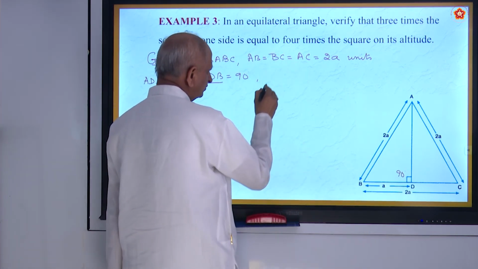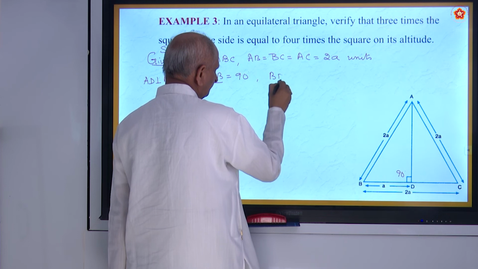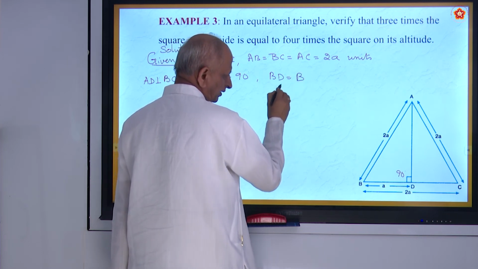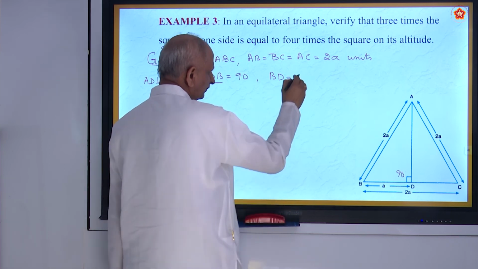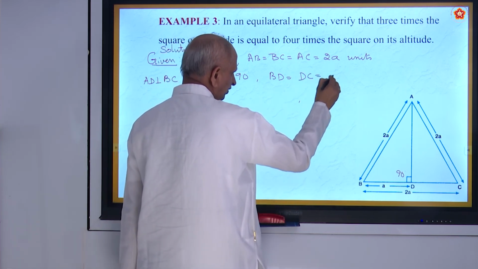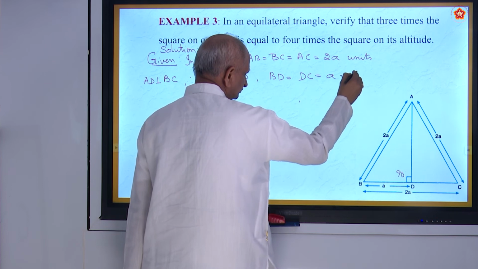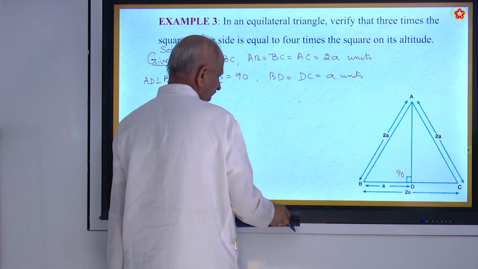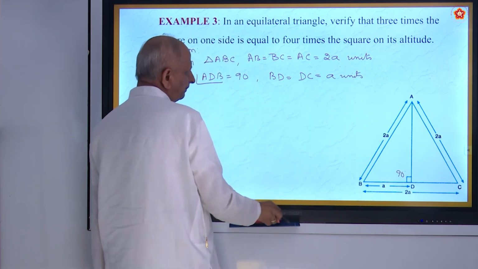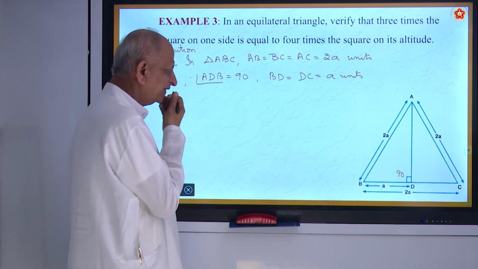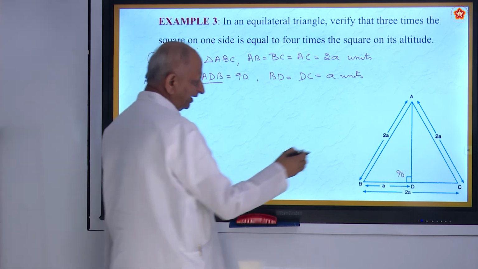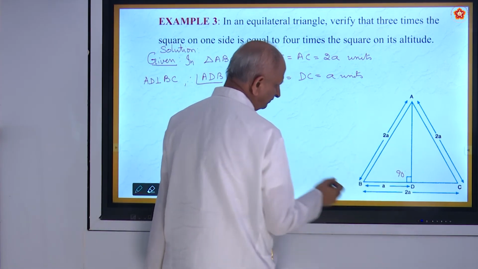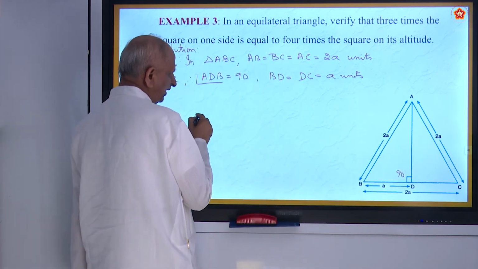So, you have BD is equal to DC. DC is equal to A units. BD is equal to DC equal to A units. In triangle ABD, now you have got 2 sides here. One is 2A, another is A. You can find out AD, no?